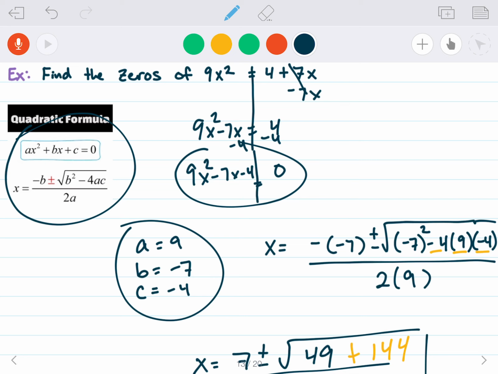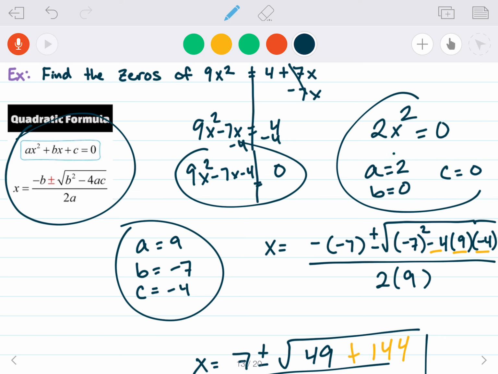Now, what if you had something weird like this? What if you had 2x squared equals 0? Well, you could still use the quadratic formula. It's going to be kind of boring, but you can use it because here a is 2, b is not there, so it's 0, and c is also gone, so c is 0, and you're going to see that it's going to cross the x-axis at x equals 0. And you can confirm with Desmos that this works, confirm with the quadratic formula that you get the right answer.